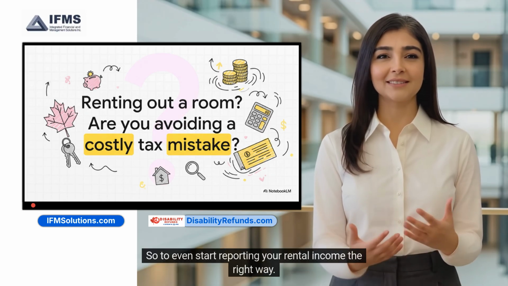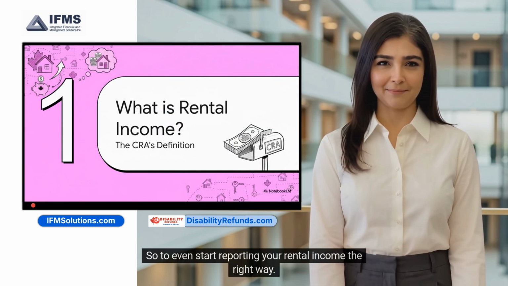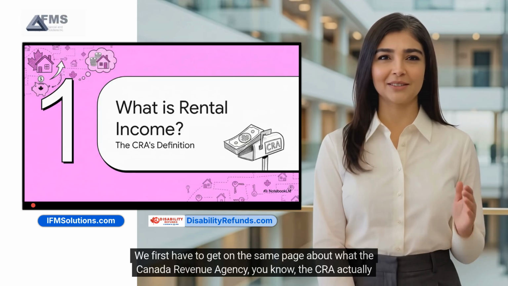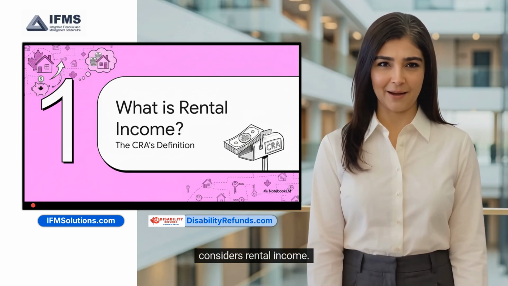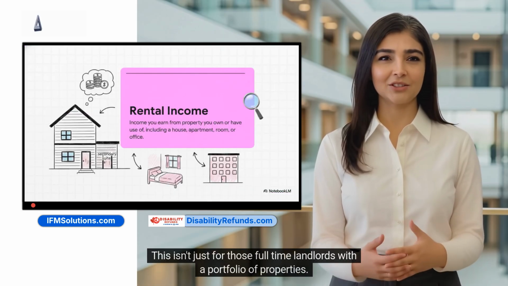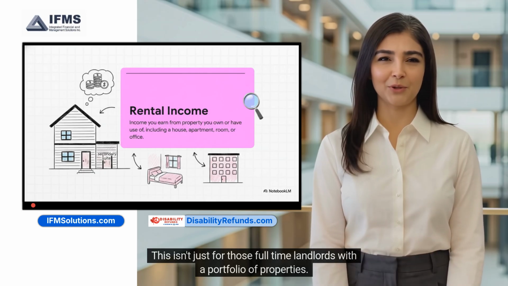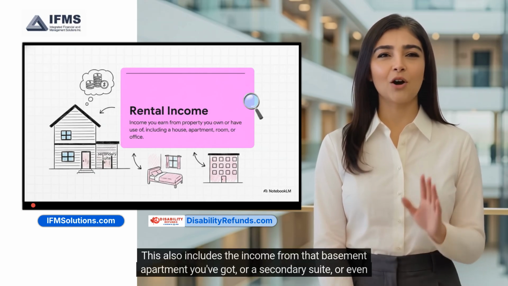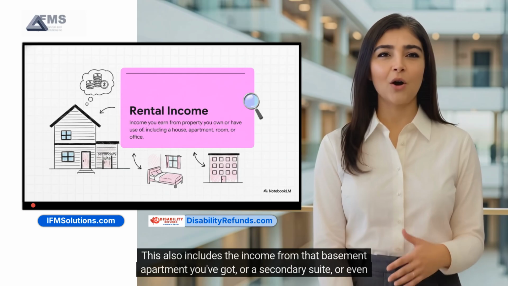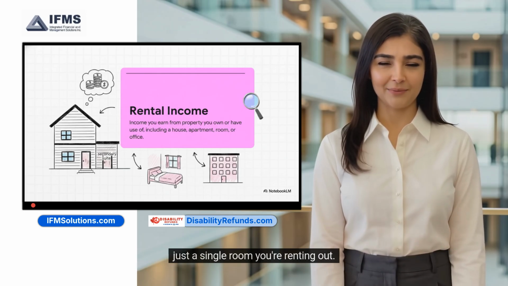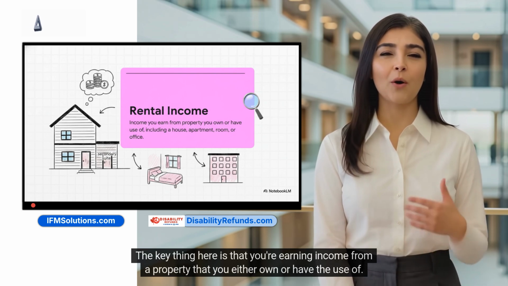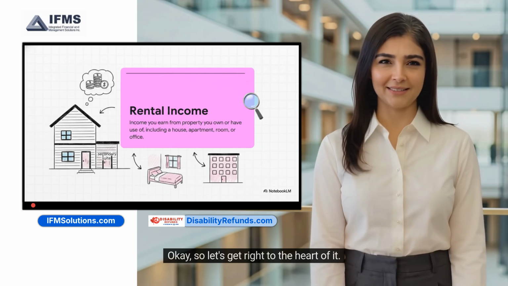All right? So, to even start reporting your rental income the right way, we first have to get on the same page about what the Canada Revenue Agency, the CRA, actually considers rental income. The CRA definition is incredibly broad. This isn't just for those full-time landlords with a portfolio of properties. Nope. This also includes the income from that basement apartment you've got, or a secondary suite, or even just a single room you're renting out. The key thing here is that you're earning income from a property that you either own or have the use of.